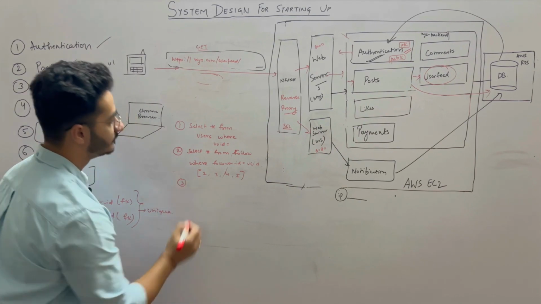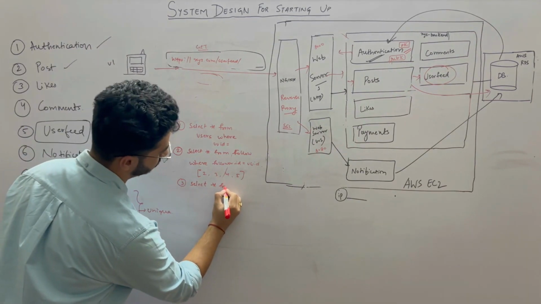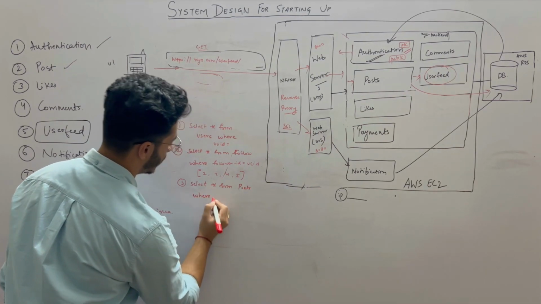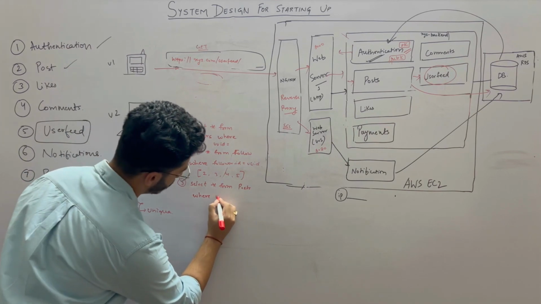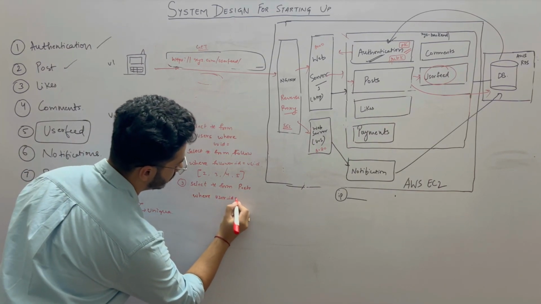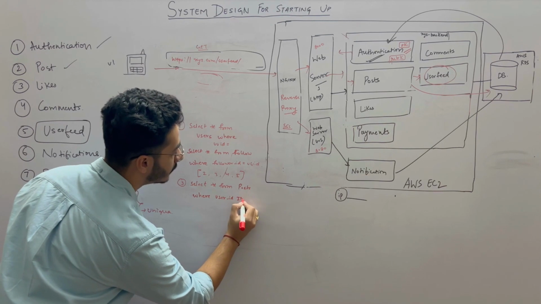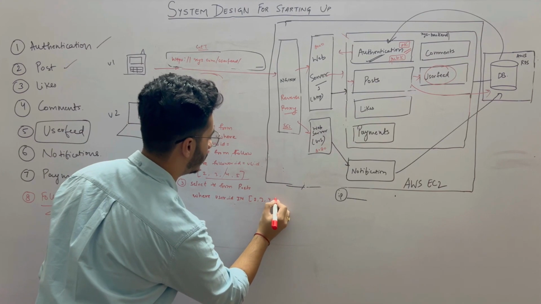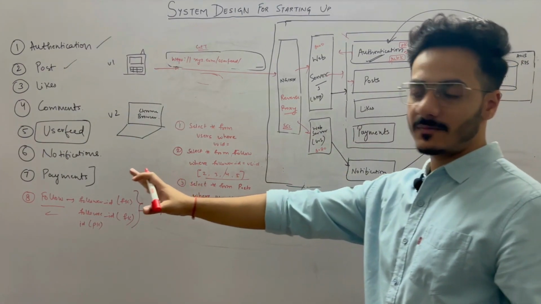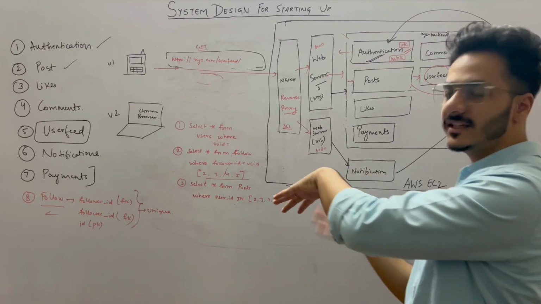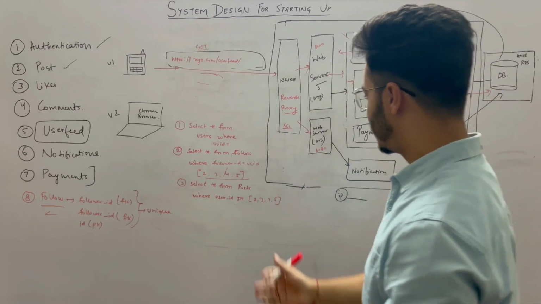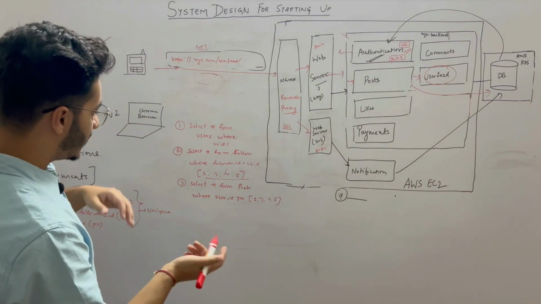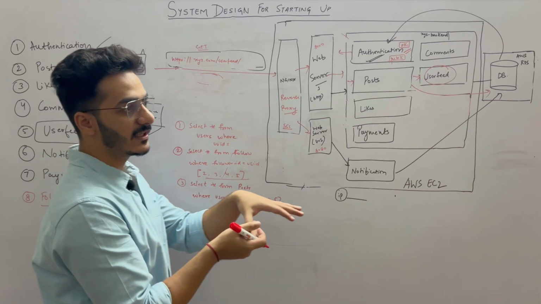So now the third part: select star from posts where user ID in this array, so 2, 3, 4, 5. This will give all the posts, but of course there will be so many posts, so you can't give that in a single go. What you will do is use some sort of pagination here. So let's use some pagination here, and also you will be sorting that using the created at field.